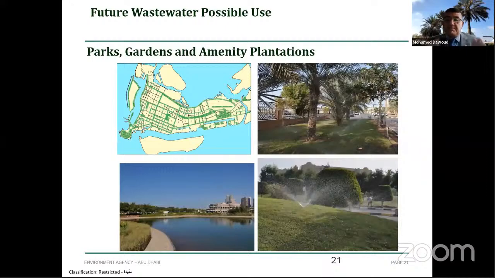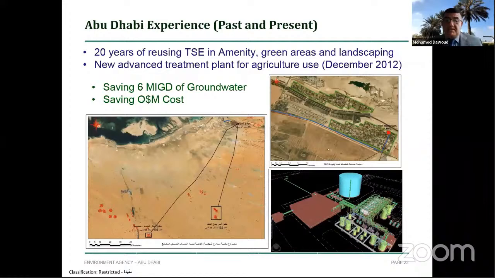But most of this water is not used for agriculture. I am speaking here about the 45%. Most of it is used for landscaping, for amenity plantation, for road verges, and not directly for continuous use in agriculture. But there is a plan now to utilize this. Also, we have a very good experiment to advancedly treat this water and reuse it for agriculture in 230 farms. So we are planning now to increase the reuse of treated wastewater in agriculture.